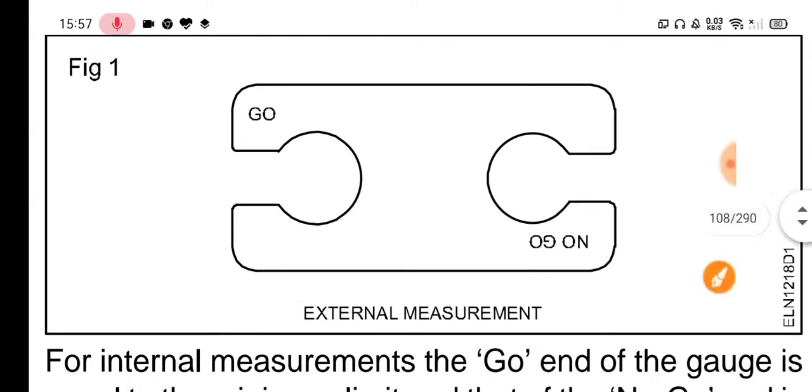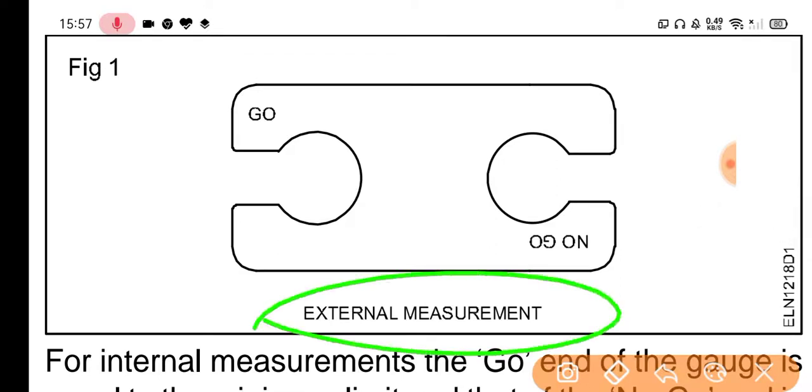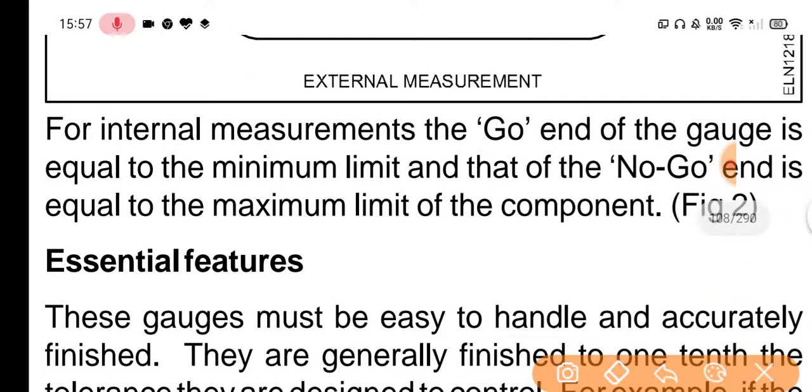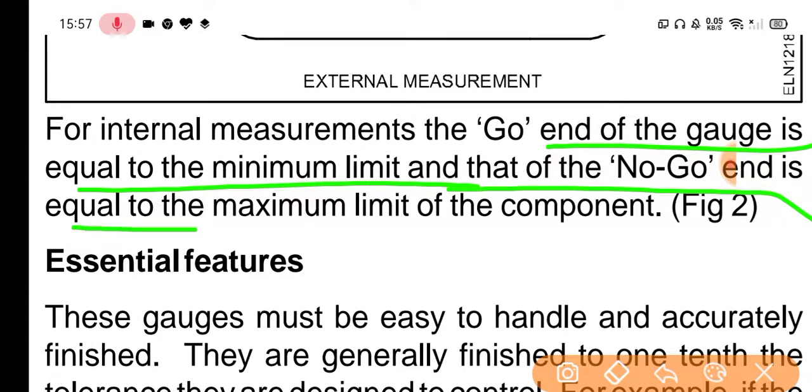This is the external instrument measurement, go, no go. For internal measurements, the go end of the gauge is equal to the minimum limit, and that of the no go end is equal to the maximum limit of the component, given in picture 2.